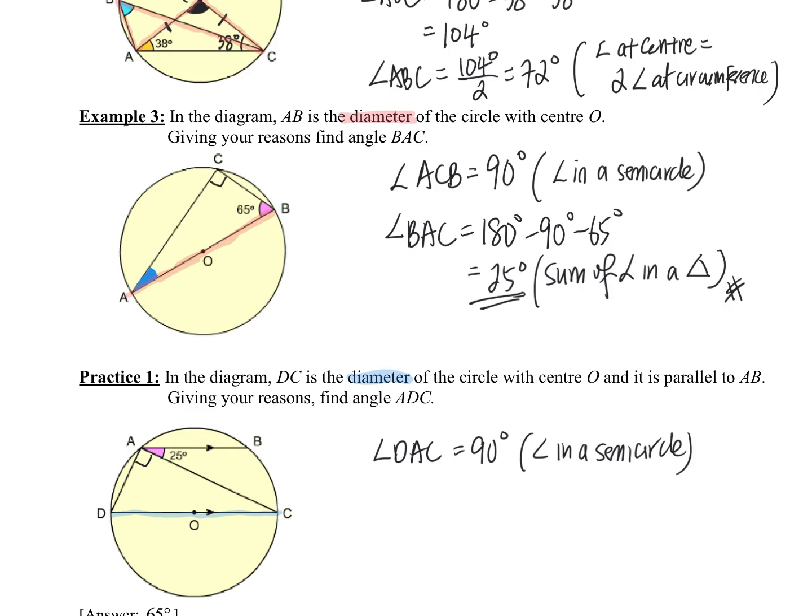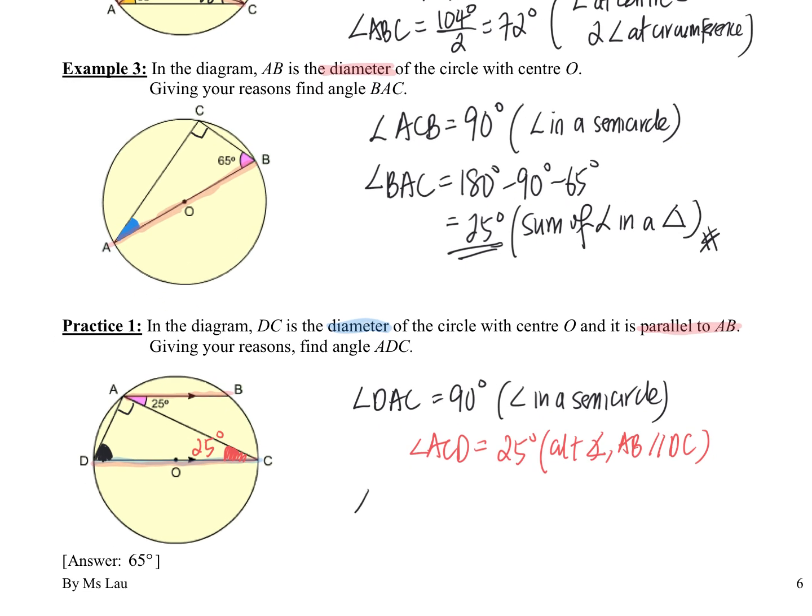Okay, then next one, they give you a parallel line, must have its purpose. Alternate angle. So you know that this angle here must be 25. Go and write that down also. So ACD is 25. Alternate angles, AB parallel to DC. So finally, they say find ADC. Then should be very direct already. Just 180, take away 90, take away 25.